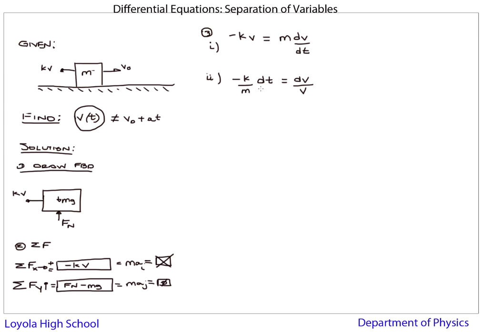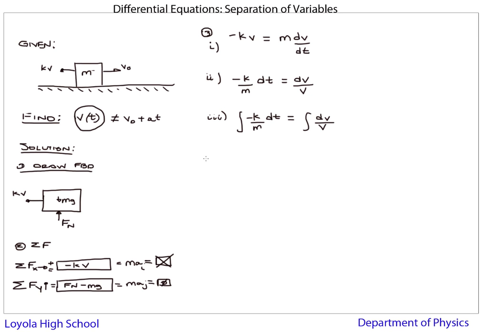So right now I have differentials of t's and v's, which I don't necessarily want. I want v by itself. So how do I undo a derivative? Well, I integrate. So in step 3, I'm going to integrate both sides. I'm going to say integral of minus k over m dt is equal to integral of dv over v. Both sides of the equation are relatively simple. This is just a constant, so it's an integral of a dt, and this is a dv over v, which you've probably recognized as a log.